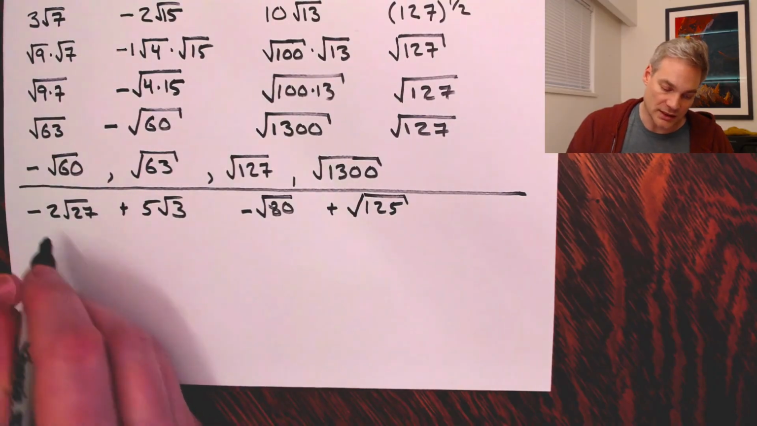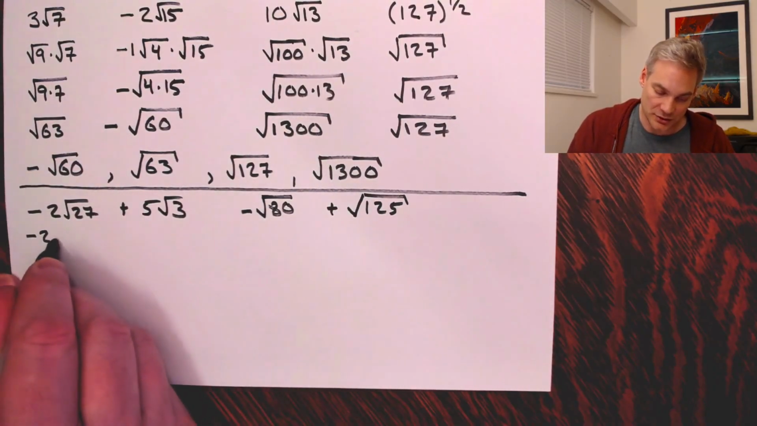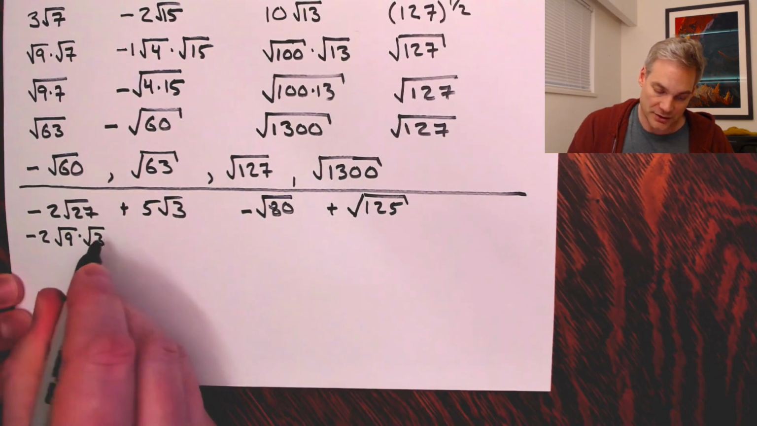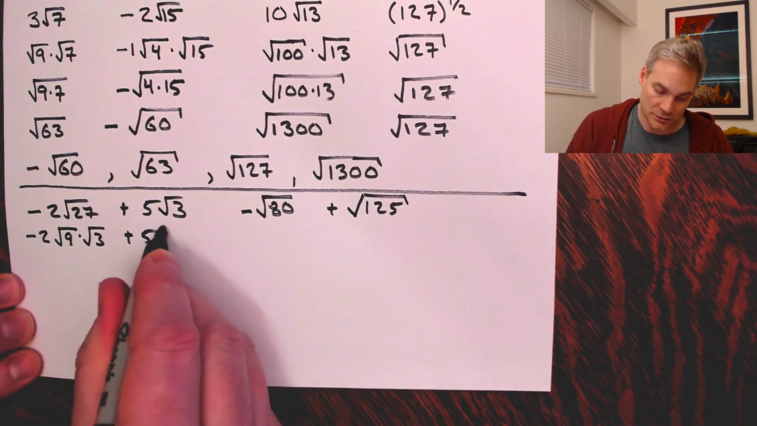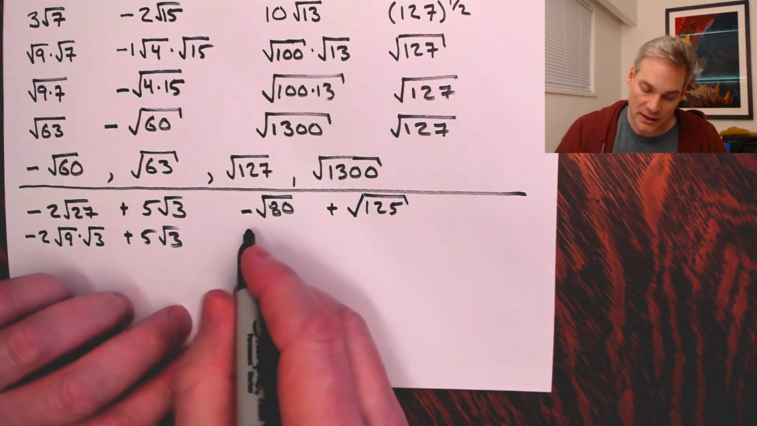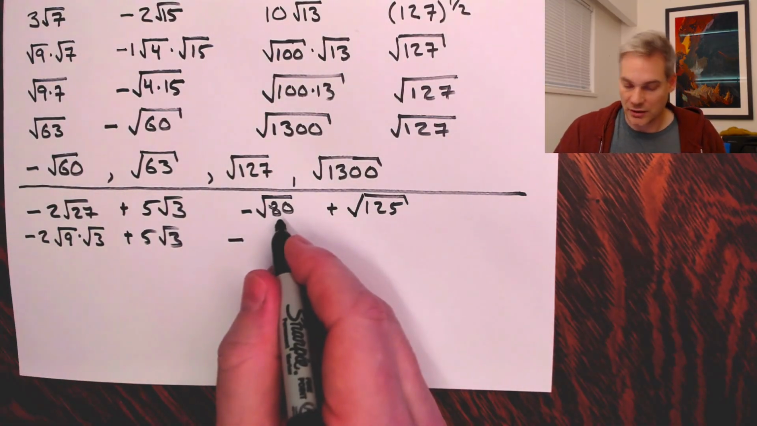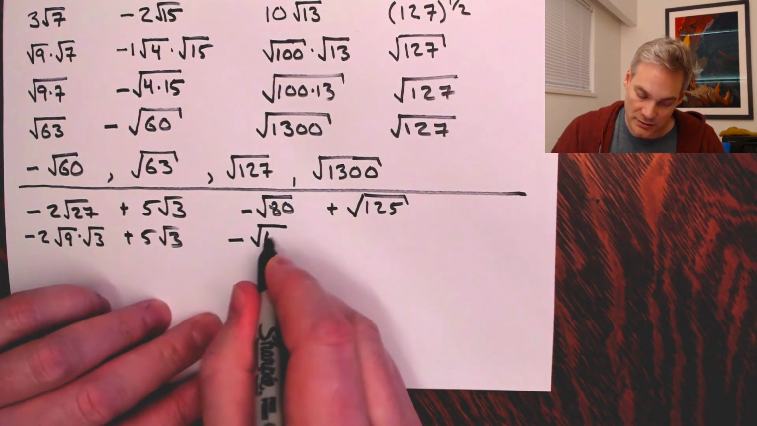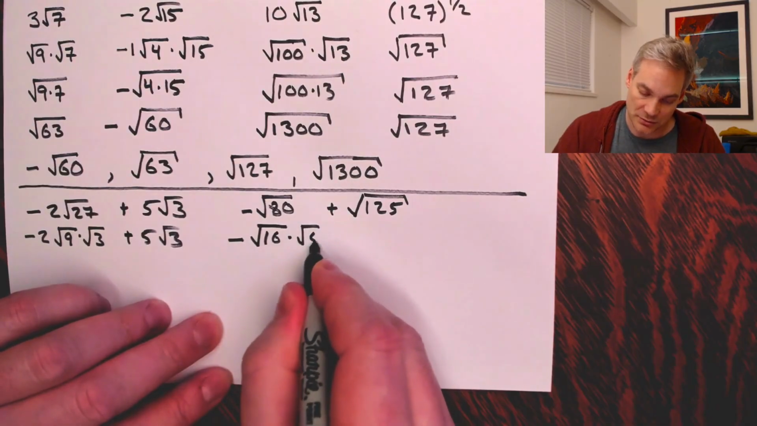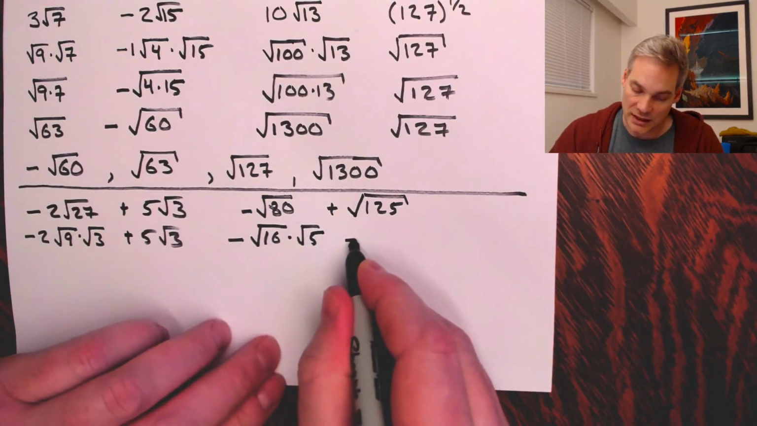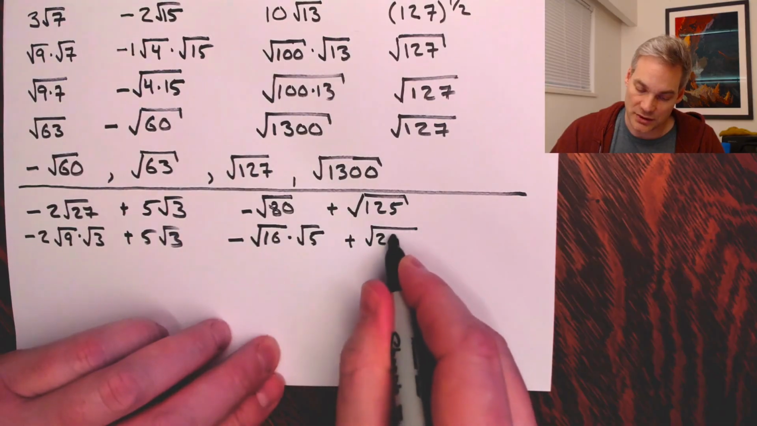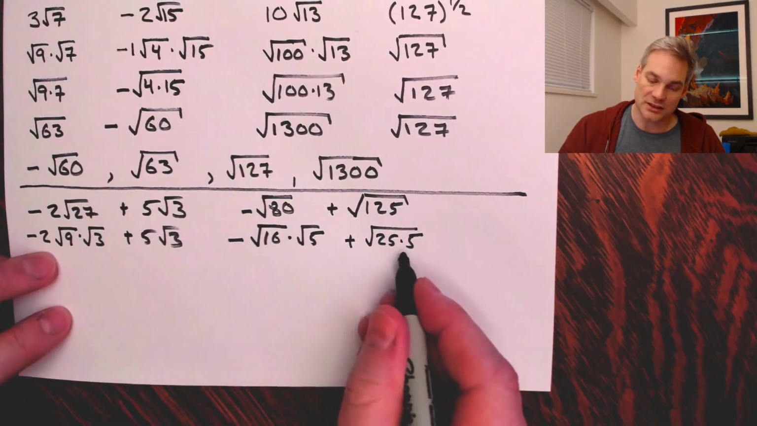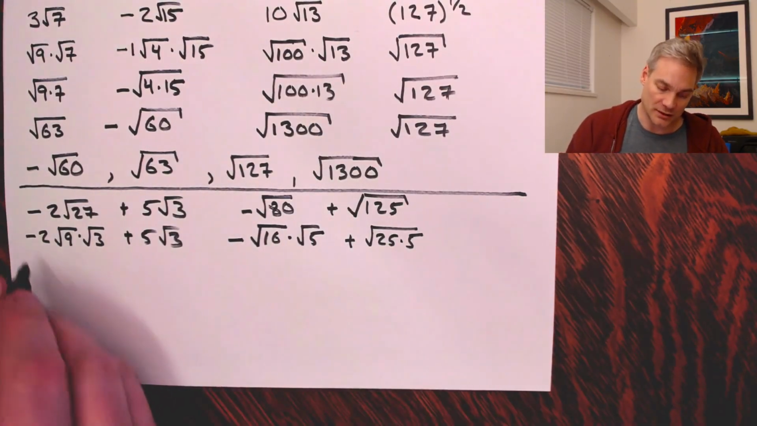So this we can take as minus 2 times the root of 9 times the root of 3, plus 5 root 3. This, well, that would be 16 times 5, which is the root of 16 times the root of 5. And this is the root of 25 times 5. I've broken up the radical here, but it's the same as if I had not broken the radical.